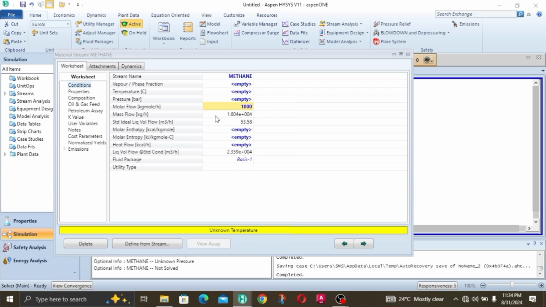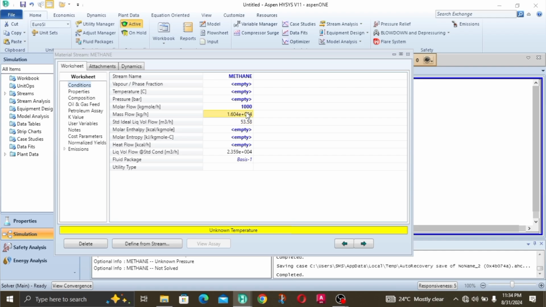Click on that, and you can see that Aspen HYSYS smartly gives us a conversion of what our flow rate at 1000 kilomole per hour would look like as a mass flow rate in kilogram per hour. That's 1.604 e4, basically about 16,000. Yeah, 16,000 kilogram per hour. And in a standard ideal liquid volume flow, cubic meter per hour, that's about 53.58.